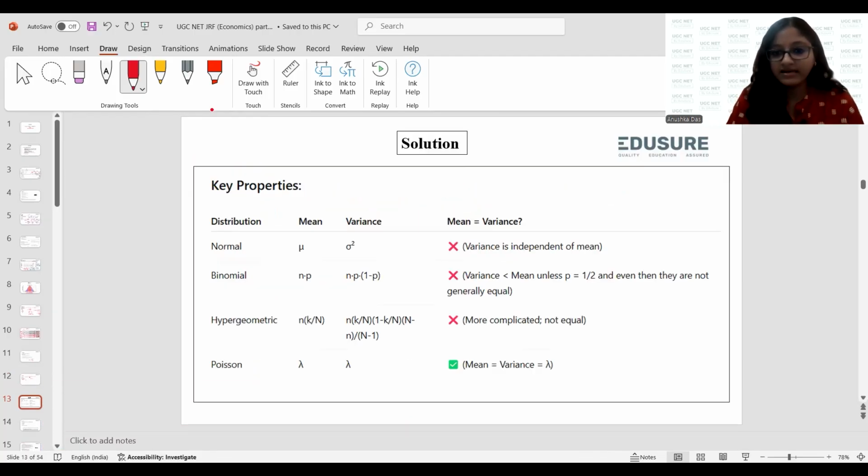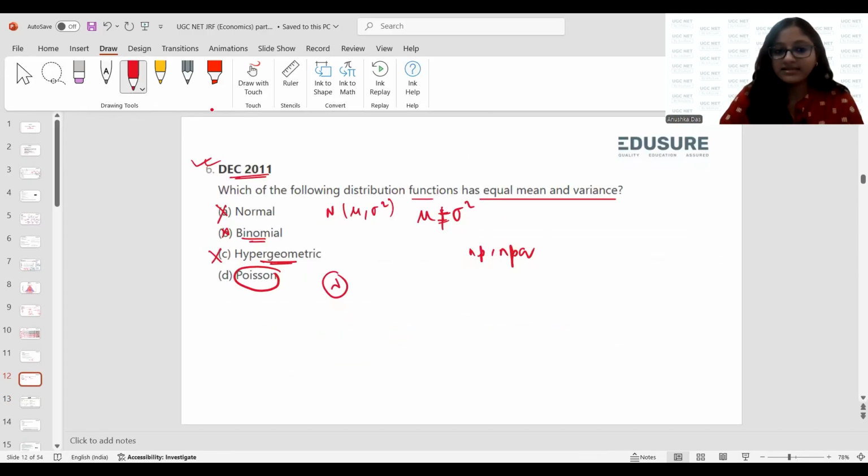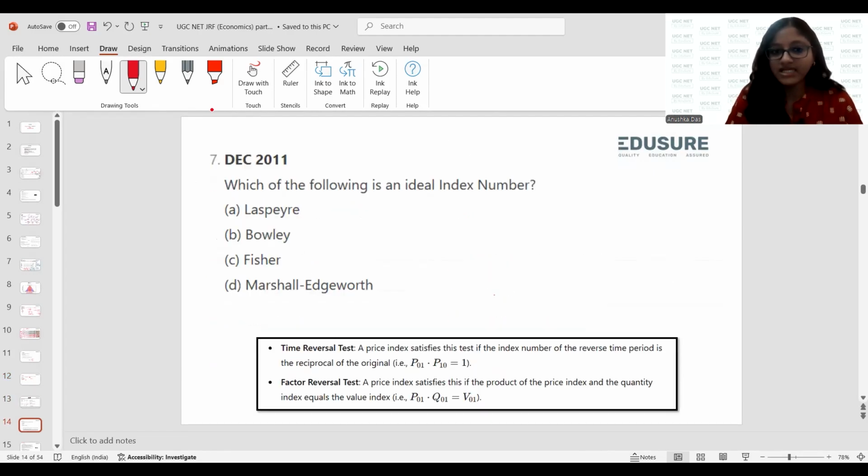Now, if you see here, this is the chart that you can see. This is for the hypergeometric distribution. It's a complicated expression. You don't need to remember this. You only need to remember that they are not equal. So only for the Poisson distribution are mean and variance equal, which is one of the most important properties of the Poisson distribution, right? So here the answer will be option D. This is December 2011, right?